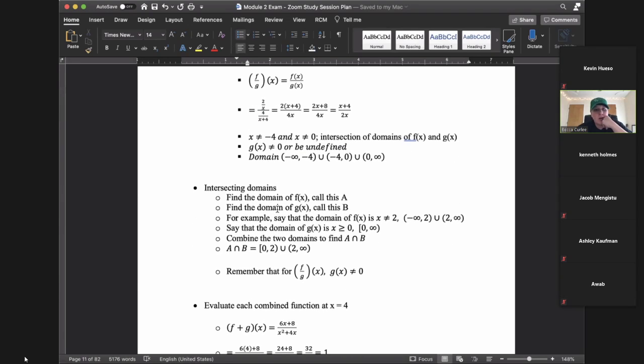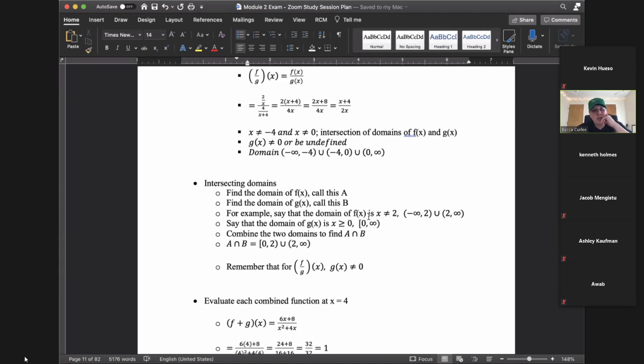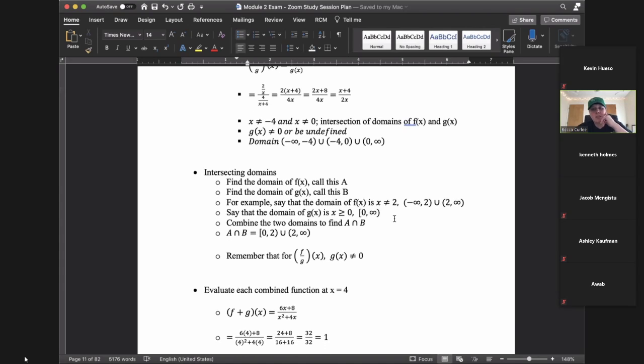So again, with intersecting domains, it always talks about A intersect B. So you find the domain of f of x, call this A. Find the domain of g of x, call this B. For example, say that the domain of f of x is x cannot equal 2. So that means that the domain would be negative infinity, comma 2, union 2, comma infinity. So say that the domain of g of x is x.